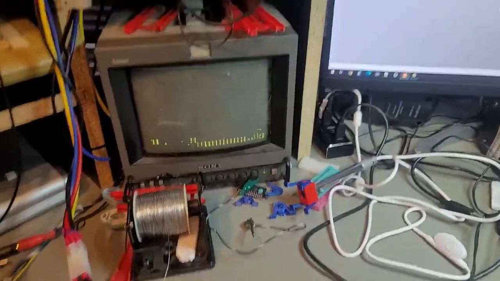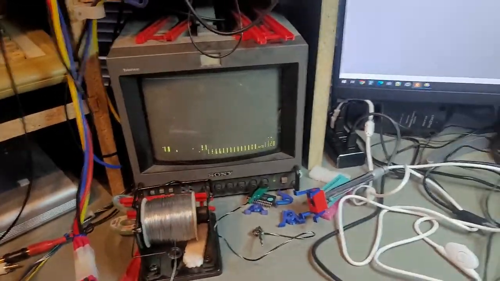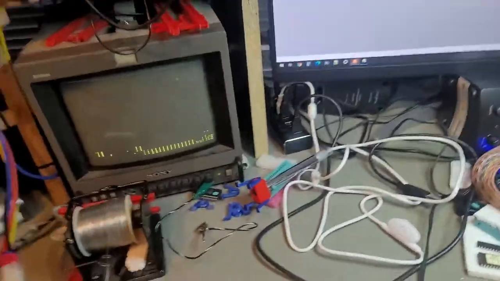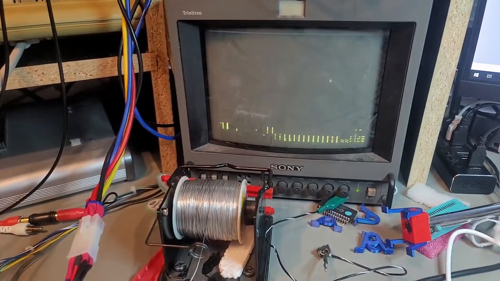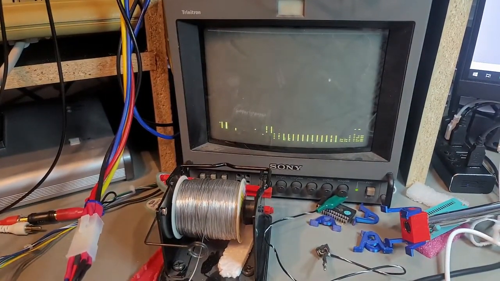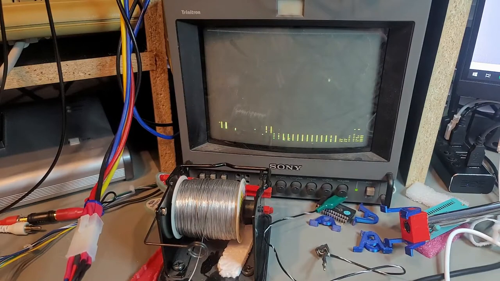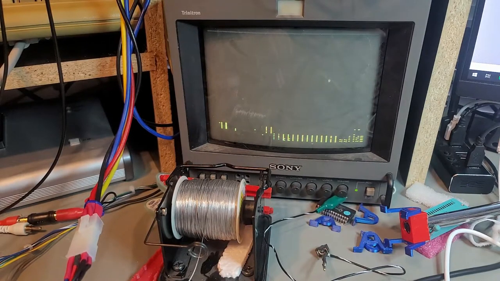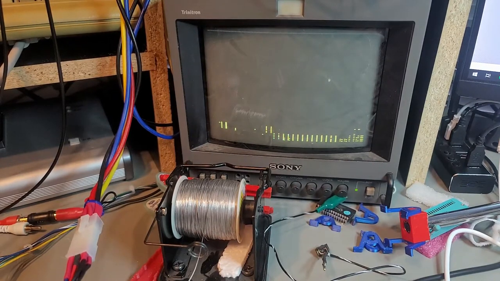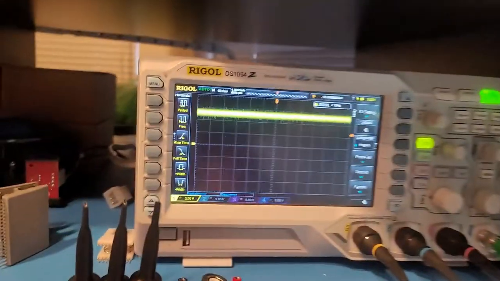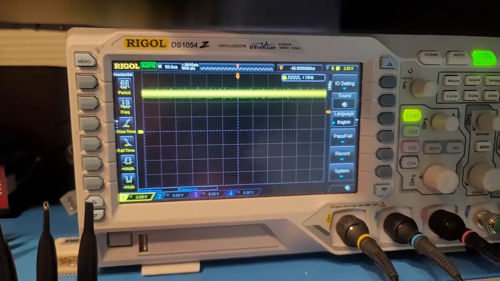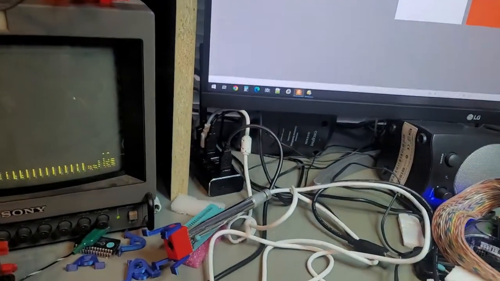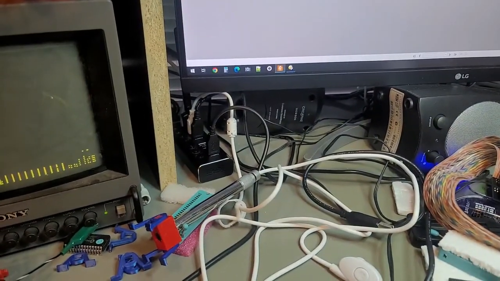But if we look at, let's go back to the scope. And we look at pin 40. We are now high. Okay, so pin 40 being high.